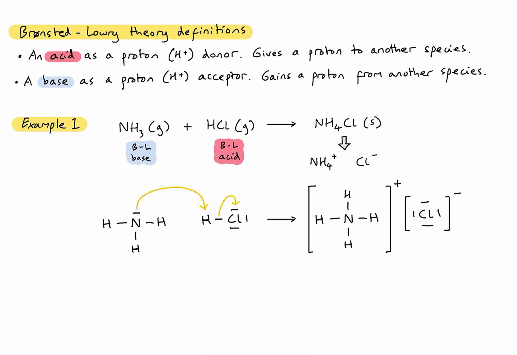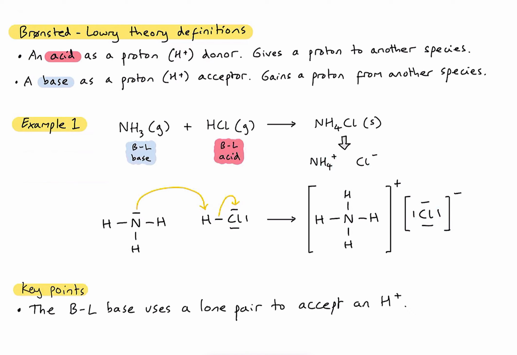So what are the key points that we need to recognise from this? Firstly, a Brønsted-Lowry base, like ammonia in this example, always uses a lone pair of electrons to gain or accept an H+. And a Brønsted-Lowry acid, in order to donate an H+, well, it must have a hydrogen atom in it. So you'll notice if you look at a list of Brønsted-Lowry acids, they all contain hydrogen atoms. Right, let's take this a little bit further with a second example.